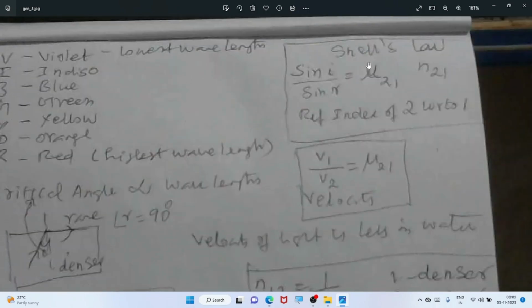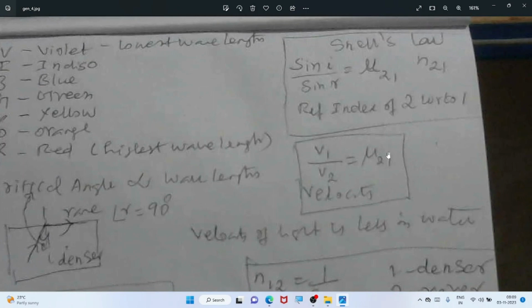There is Snell's law: sin i by sin r, the sine of the incident angle divided by the sine of the refracted angle, equals the refractive index of medium 2 with respect to medium 1. So you can use mu 2 1 or n 2 1. How is this refractive index related to velocity? It is the velocity in medium 1 divided by the velocity in medium 2, that is mu 2 1, where medium 1 is the rarer medium and medium 2 is the denser medium.